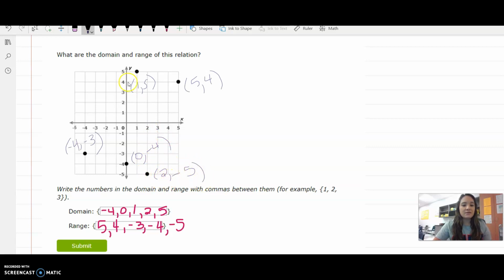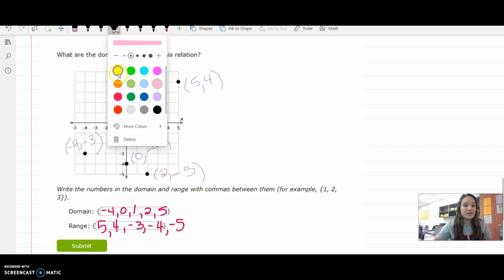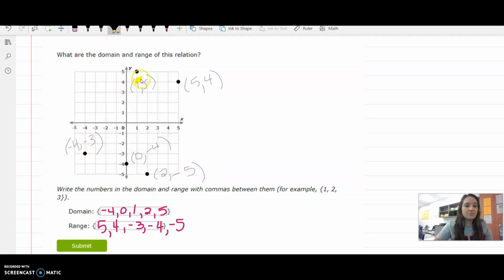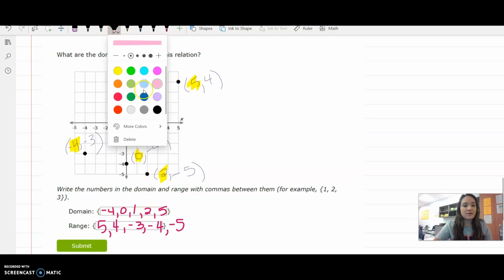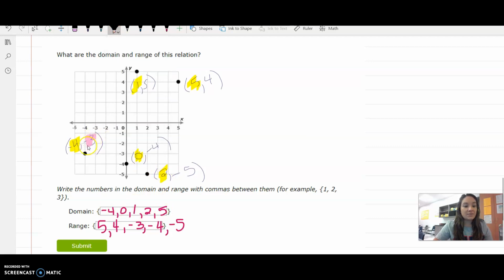All right, so I'll highlight my domain in yellow like I've been doing. My x values are 1, 5, -4, 0, 2. As you can see, I have those same numbers listed here. And for my range, I'll highlight them in pink, -3, 5, 4, -4, -5.